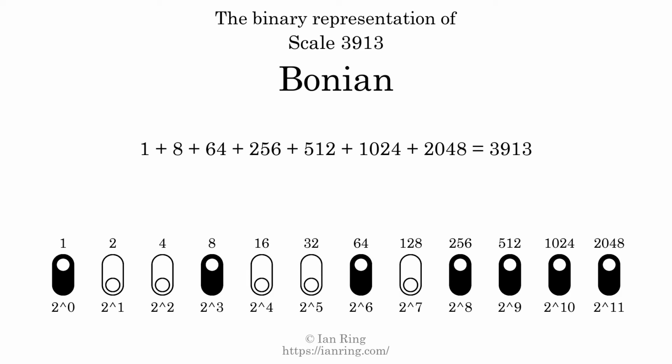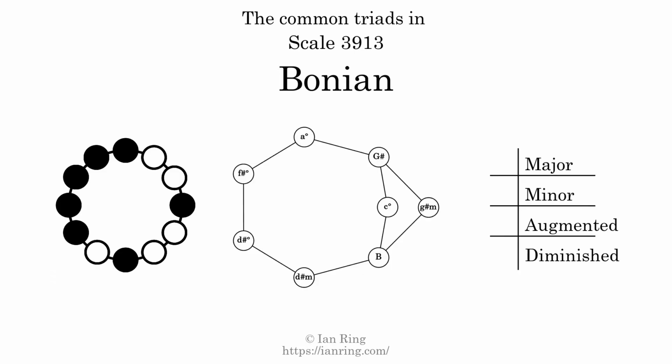The scale number not only enumerates the scale with a unique index, but it also literally describes the tonal content of the scale. Represented as a binary number in base 2, the scale number is 111101001001. Here are the common triads present in this scale.